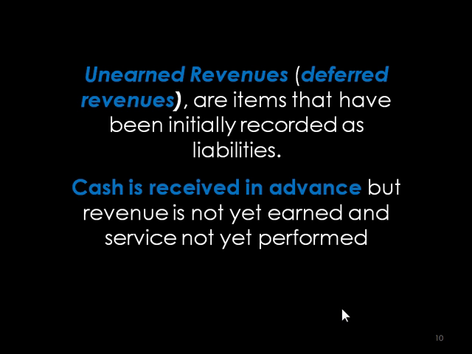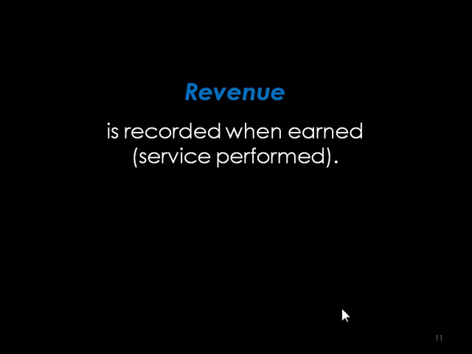Unearned revenues or deferred revenues are items that have been initially recorded as liabilities. So this is where cash is received in advance, but revenue is not yet earned and the service is not yet performed. So somebody gives you money in advance and you haven't done anything for it. That's an unearned revenue. Revenue is recorded when earned, when the service is performed. So keep both of those in mind.